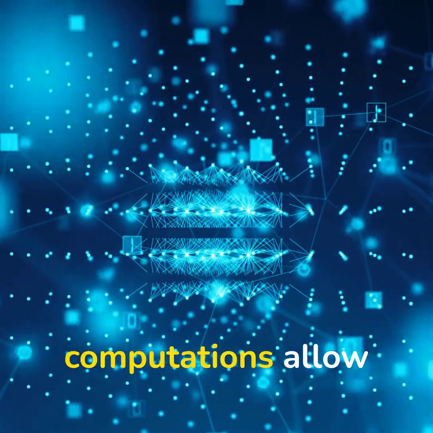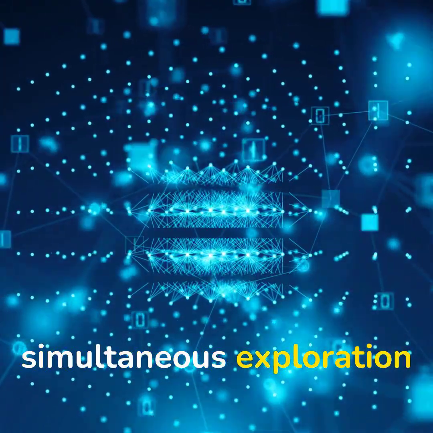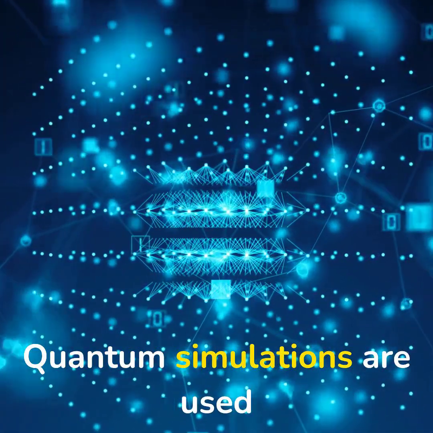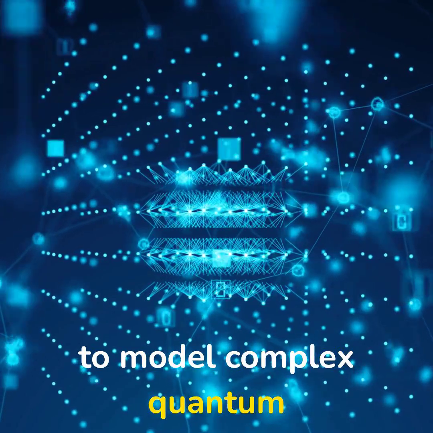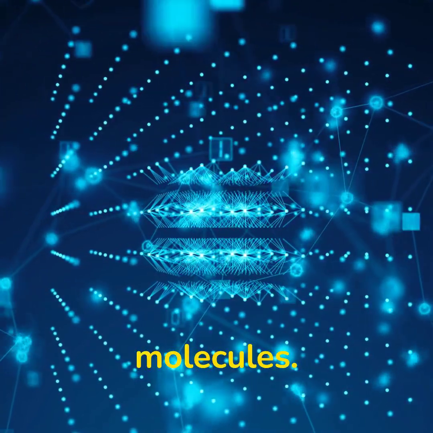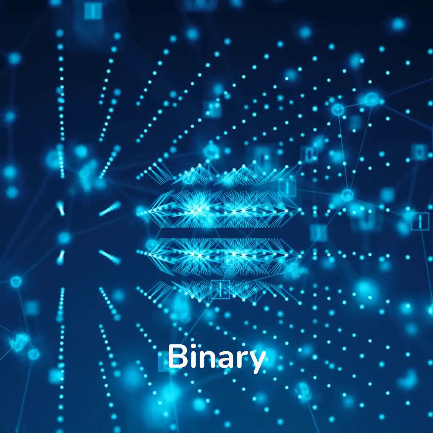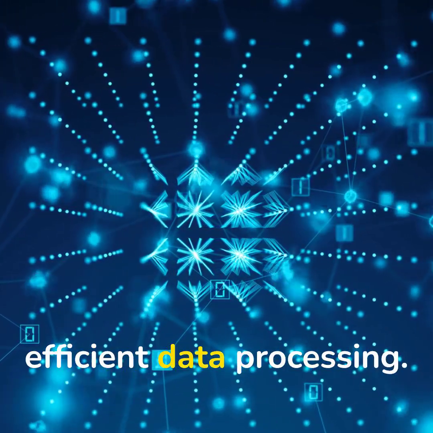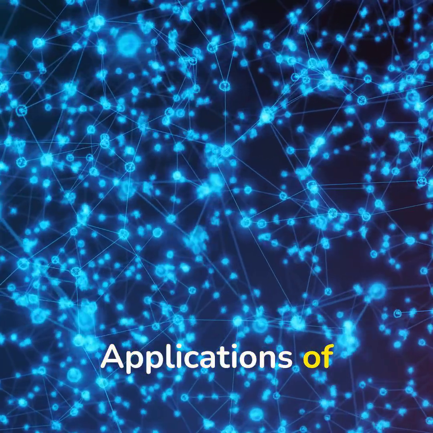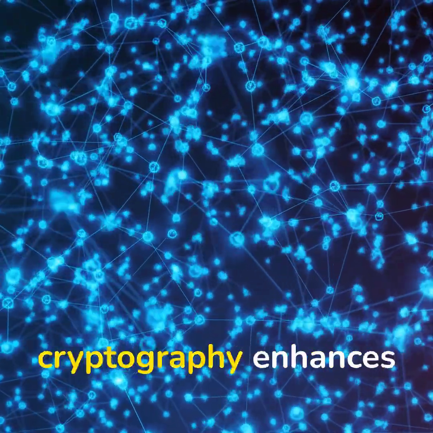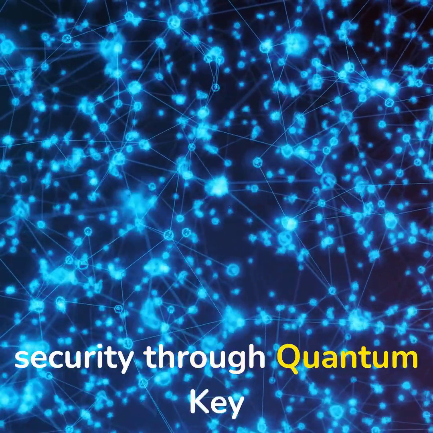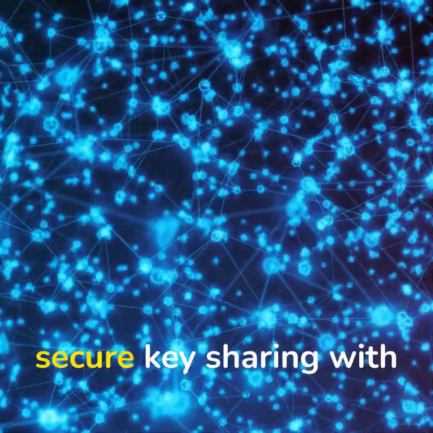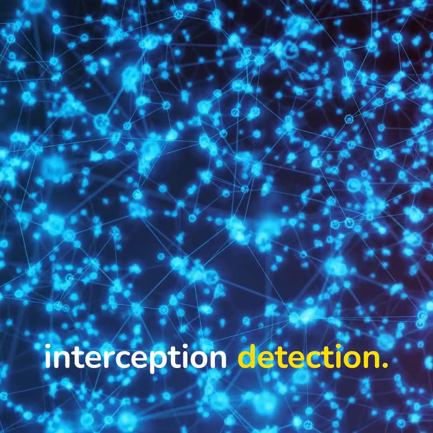Parallel computations allow simultaneous exploration of multiple possibilities. Quantum simulations are used to model complex quantum systems, such as molecules. Binary representation encodes qubits in multiple states for efficient data processing. Applications of entanglement. Quantum cryptography enhances security through quantum key distribution with entangled particles, enabling secure key sharing with interception detection.